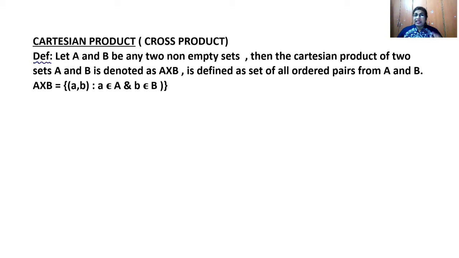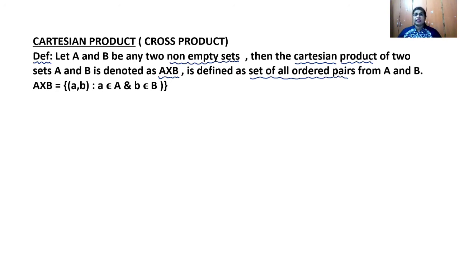Suppose A and B are any two non-empty sets. This word is very, very important. We cannot speak about the cross product of any empty set. So I am taking two sets A and B which are non-empty. Then the Cartesian product of two sets A and B is denoted by A cross B. And how is it defined? It is defined as the set of all ordered pairs.